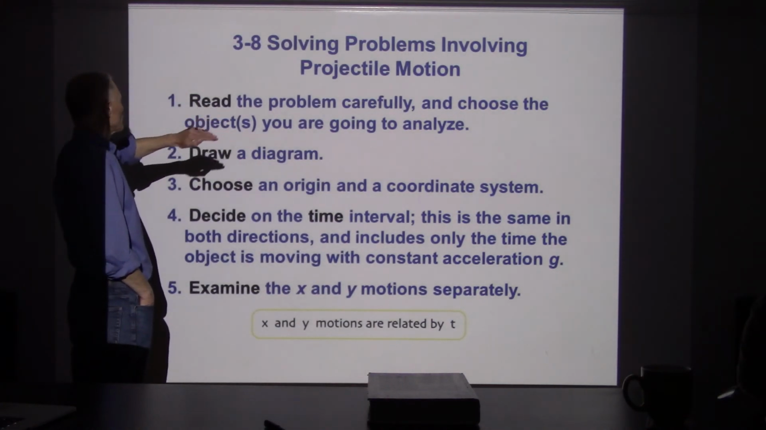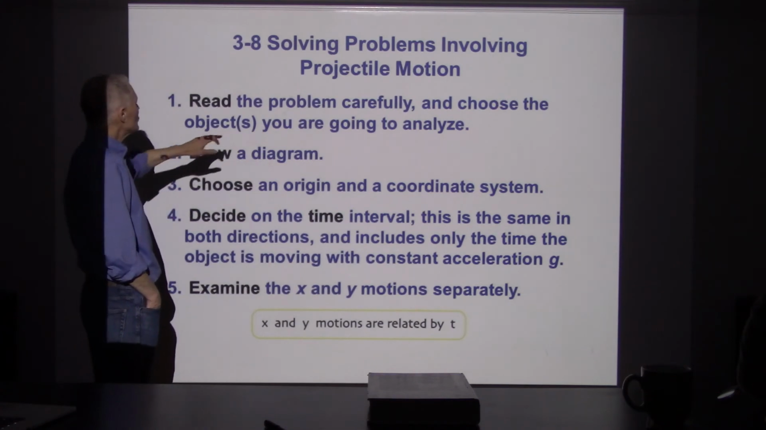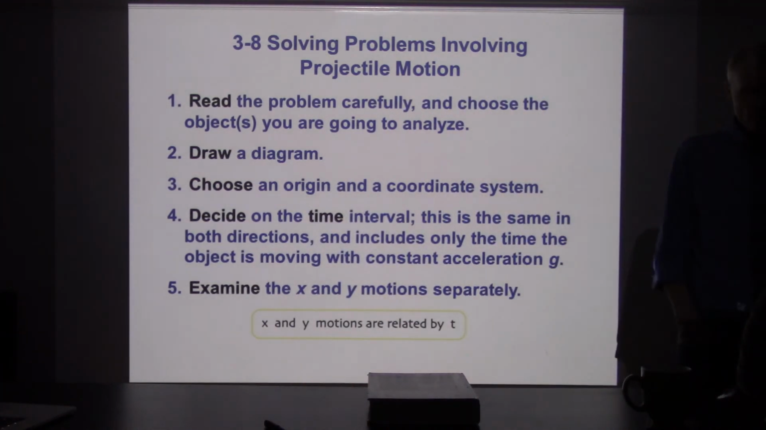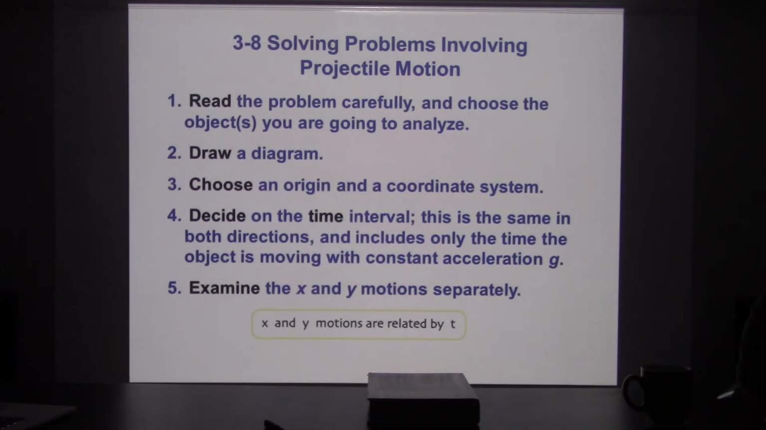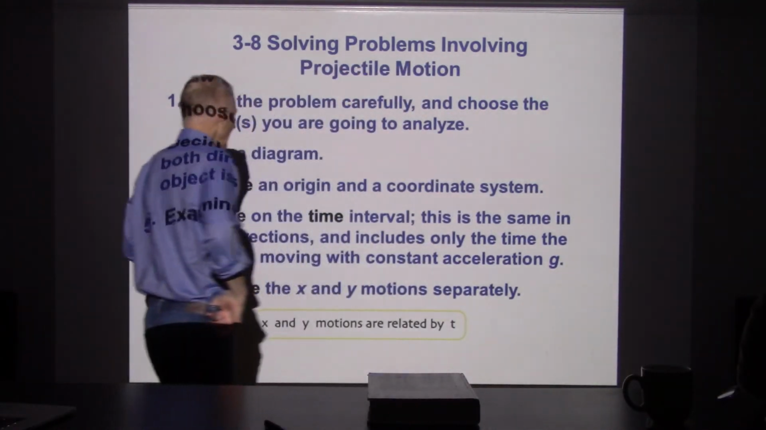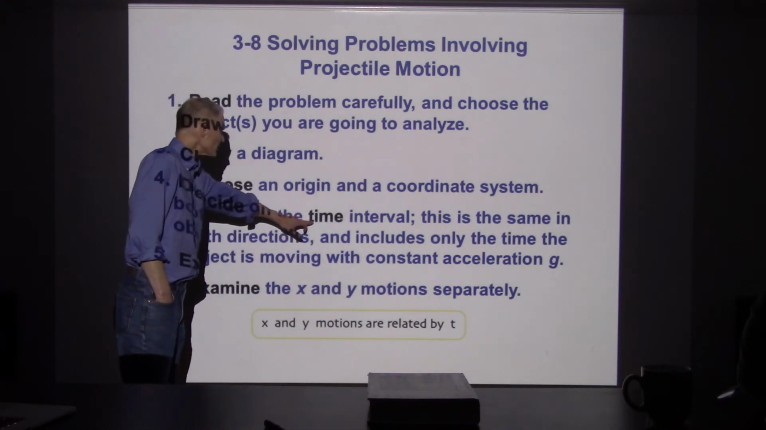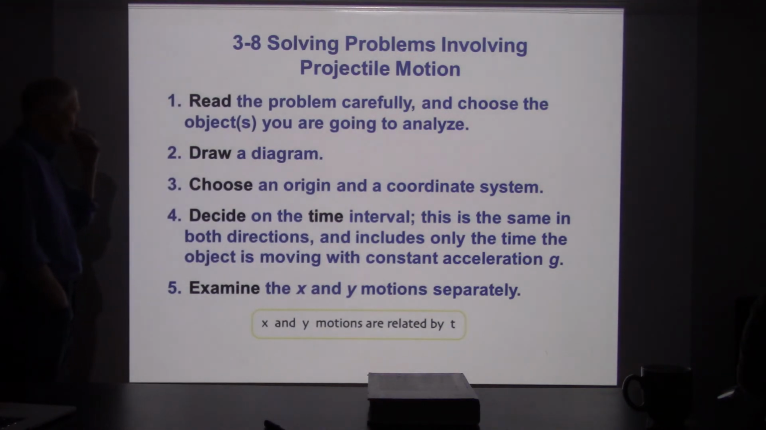Read the problem carefully. I think they said that before, right? Choose the object. Oh, they packed two recommendations into one. Last time that was two separate statements. But now it's read the problem carefully and choose the objects you're going to analyze. I think that sounds like 2 items. Draw a diagram. That was in chapter 2. Choose an origin and a coordinate system. I think that was the same. Decide on the time interval. This is the same in both directions. I guess I'm still not sure what that is suggesting here. And it includes only the time the object is moving with constant acceleration g. Yeah, so decide how you're going to handle time in the problem.